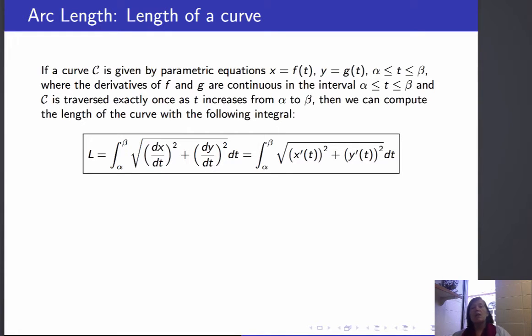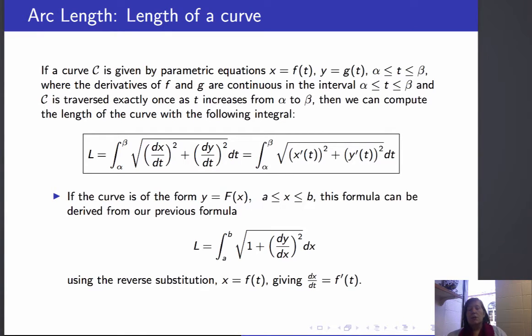very similar. We get the length of the curve from t equals alpha to t equals beta is the integral from alpha to beta of the square root of dx dt squared plus dy dt squared with respect to t. And we're assuming here that our curve is traversed exactly once as t increases from alpha to beta. And of course this is the integral from alpha to beta of the square root of x prime t squared plus y prime t squared dt.